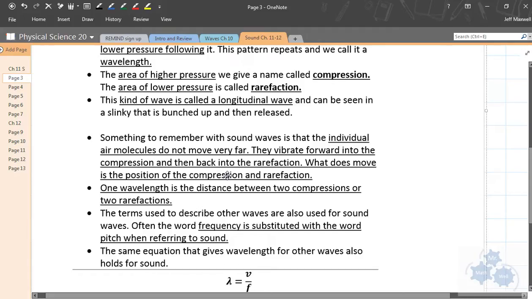Again, we've talked about this, so this might just be a review. But when we talk about wavelengths in longitudinal waves, it's the distance between two compressions or two rarefactions. You saw that in our Slinky lab and in other discussions in class.